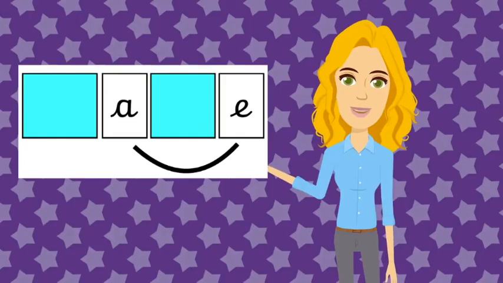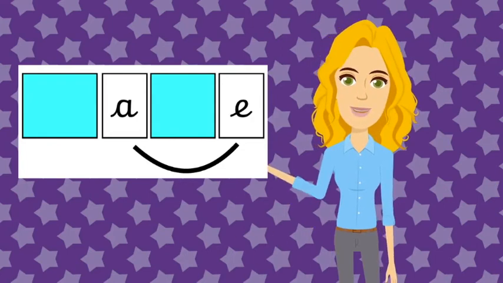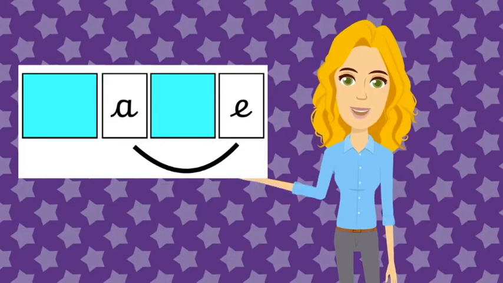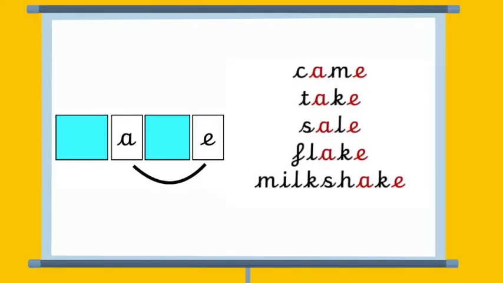Make sure they're really secure on the rule with AY at the end before you start adding extras or exceptions. The next alternative for the A sound or phoneme that children learn is the split digraph. This is when two letters make a sound, the A and the E making an A sound, but they are split with a letter squeezed in the middle.